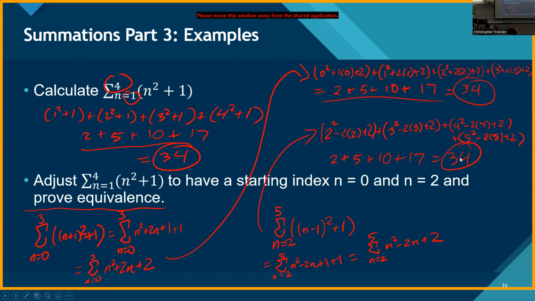So does this hopefully make sense to you guys how to prove, or not prove, but like how to switch up the indices when you're doing these summations? Okay, cool.